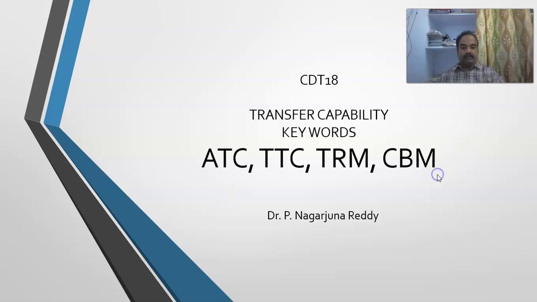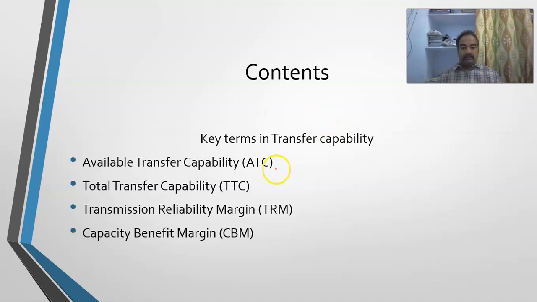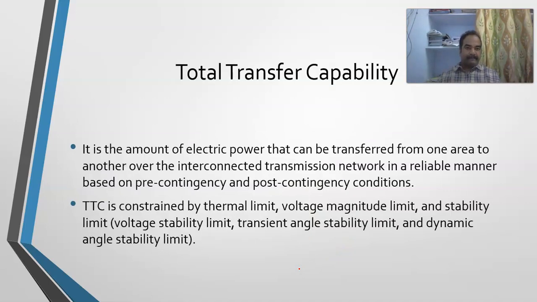Now, I hope that by the end of this lecture you will be able to define all these terms, and that you will be able to explain why maintaining margins is very important in power systems. So I will start with TTC, the TRM, the CBM, the two margins which we normally employ, followed at the end by ATC, so that we will develop an expression for computing ATC.